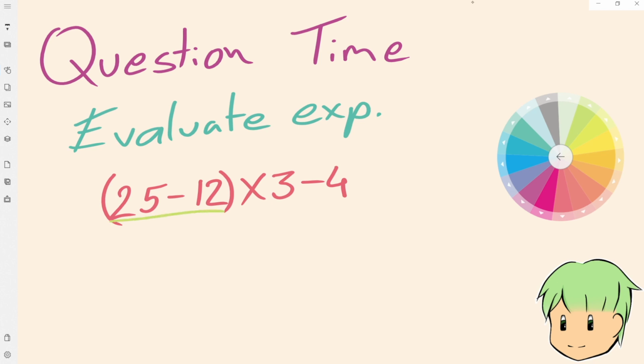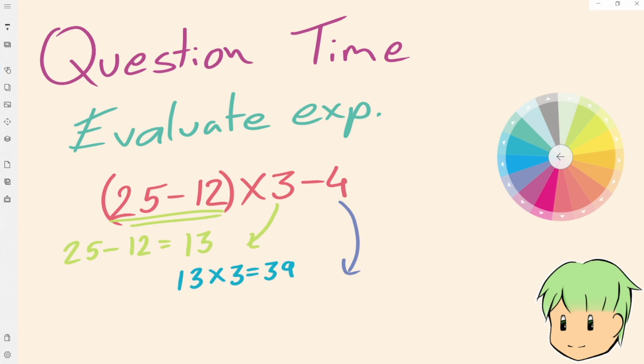Parentheses come first in the operation. 25 minus 12, which is inside the parentheses, is 13. Multiplication comes next in the order of operations. We multiply the answer which we got from the parentheses to 3. 13 times 3 is 39. Last is subtraction. 39 minus 4 gives you 35.